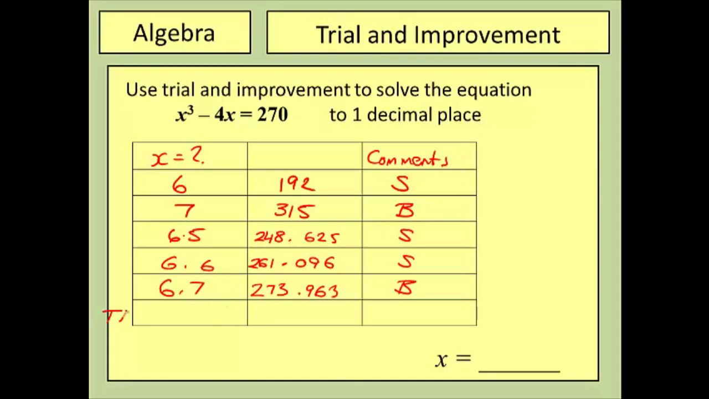So here's where I do my test value, 6.65, and the answer when I do 6.65 is 267.47 and a few decimal places after that. Comparing this to my original, I can see that that is too small. So logically my next guess would have to increase, which means that anything between 6.65 and 6.7 to one decimal place rounds to 6.7, which is my final answer there.